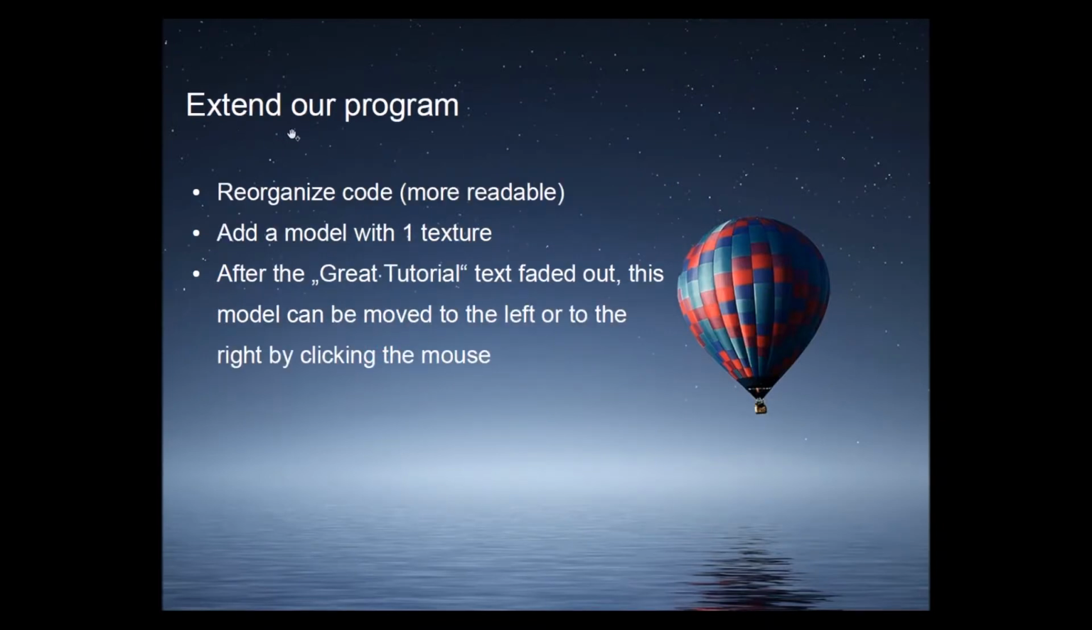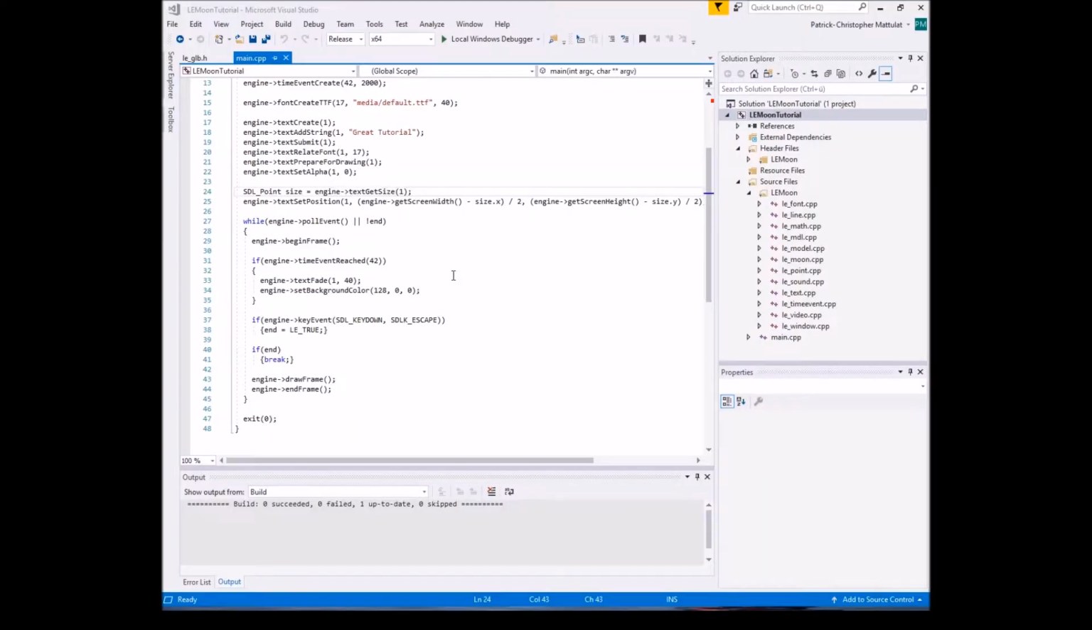So we will extend our program. First we will reorganize our code to make it more readable. Then we will add a model with one texture, and after the great tutorial text faded out, which will be implemented by us later, this model can be moved to the left or to the right by clicking the mouse. So let's now reorganize our code to make it more readable.